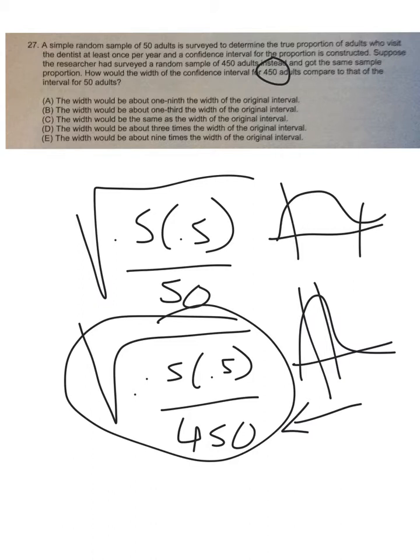There you go. Oh, wait, what's the answer? Width is going to be smaller, 3 times smaller. Oh, and the reason that it's 3 times smaller is that from 50 to 450, right, that's 9 times as big. 9 times as big, but we're taking the square root. So the square root of 9 is 3. So it's going to be 3 times smaller. Let's see, which one was that? 1/3. B is the answer, 27.